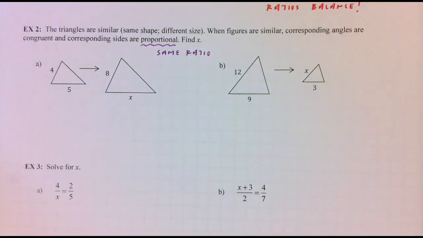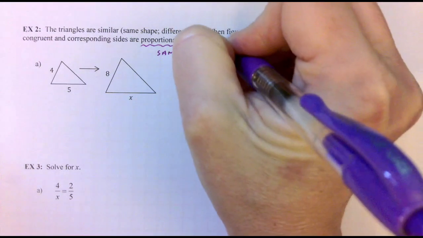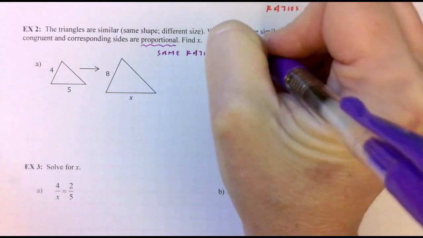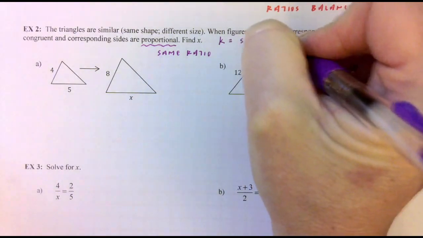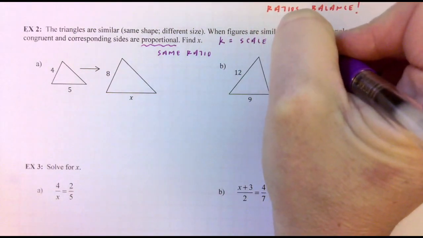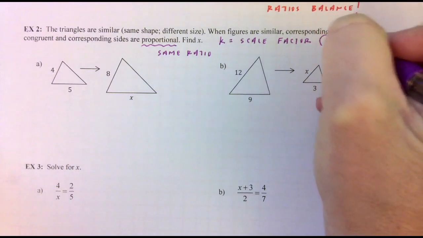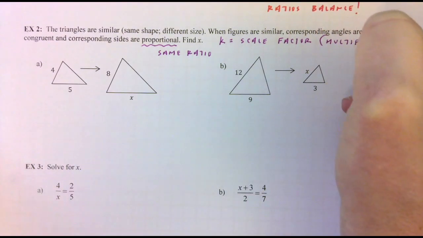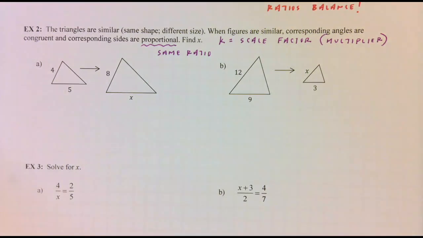Okay, and we can use that information to solve for x in these two problems below. Now, before I go further, I want to point out that we often talk about a scale factor that we call k. So k is our scale factor. We think of it as a multiplier. So a value that we can use to multiply each of our sides by to have our figure enlarge or shrink down.